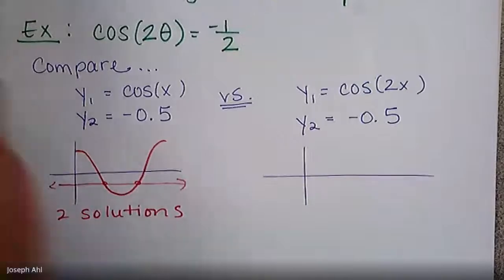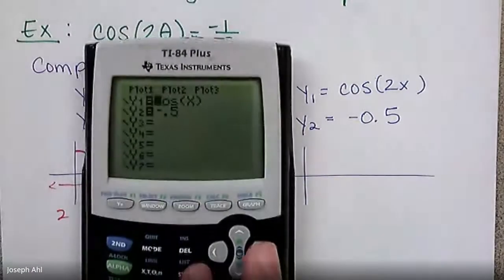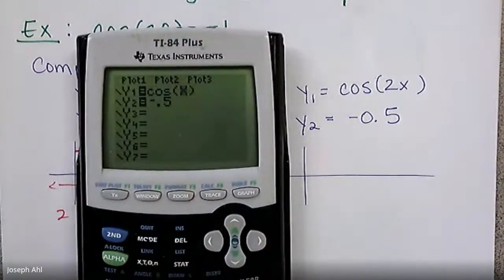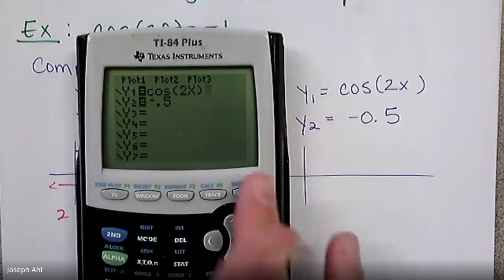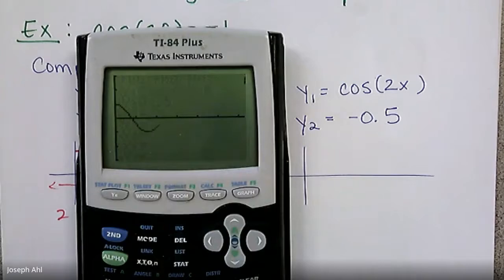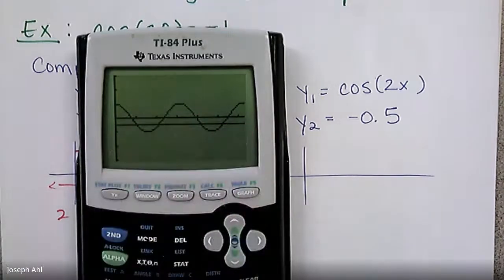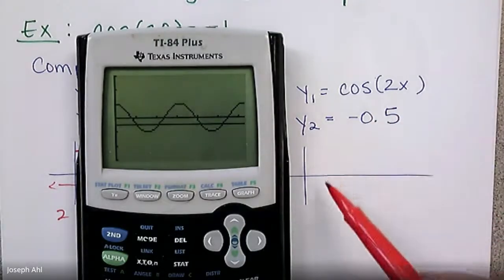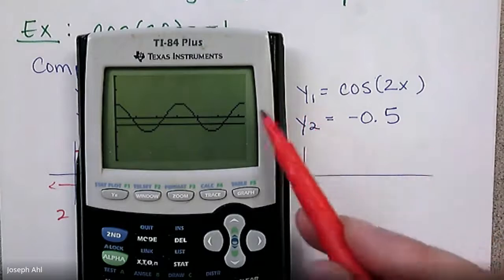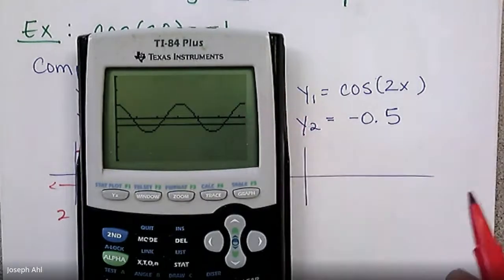If I change the equation, we're leaving y2 as -1/2, but if I make this cosine of 2x, how does that affect the number of solutions? So if I hit graph, wow, I now actually get 2 cycles of cosine, and therefore when I graph y equals -1/2, we get a total of 4 solutions. So that frequency has something to do with the number of cycles of the graph by the time you get to 2 pi at the end.